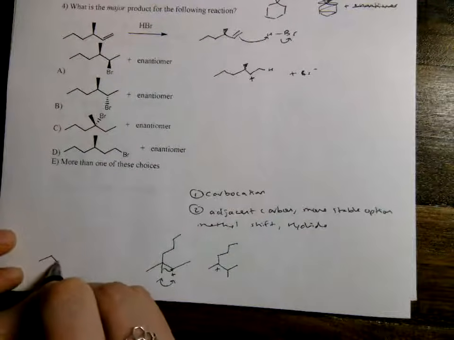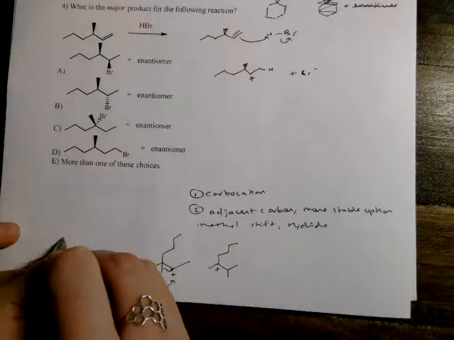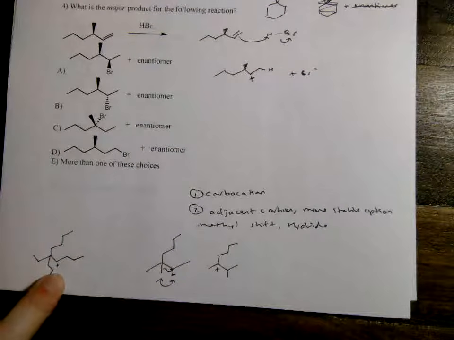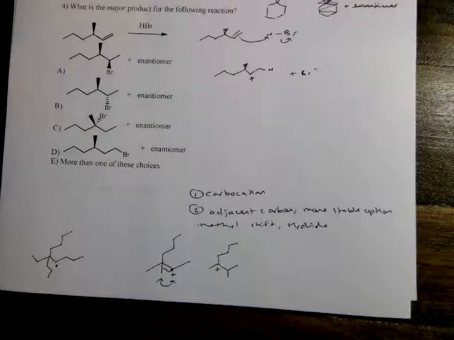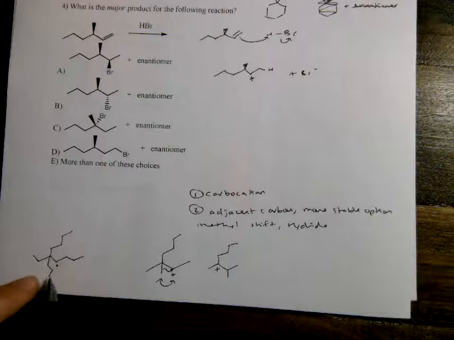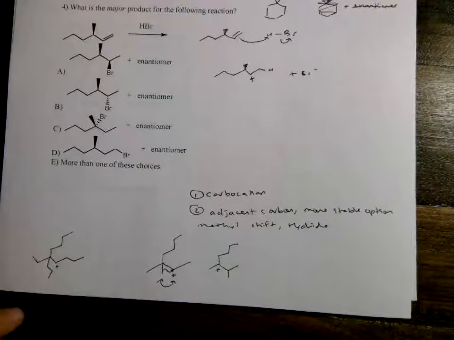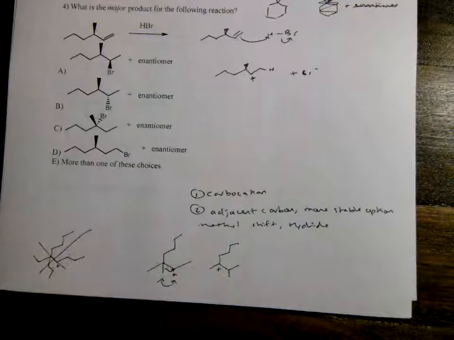Now, if instead you had this situation, the carbocation would not be able to move over because you don't have a hydrogen or a methyl to trade places with it. All these, you've got a propyl, a butyl, and an ethyl. So none of those can trade over. You need an available methyl to trade over. So this would not undergo rearrangement.